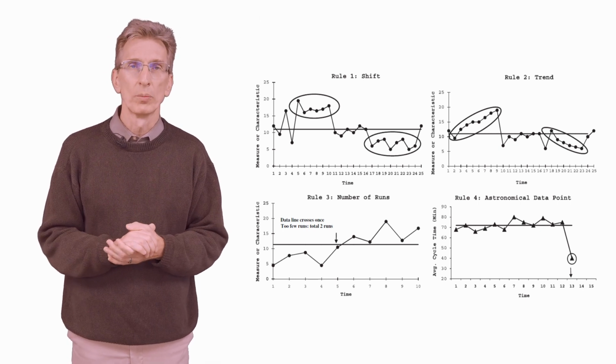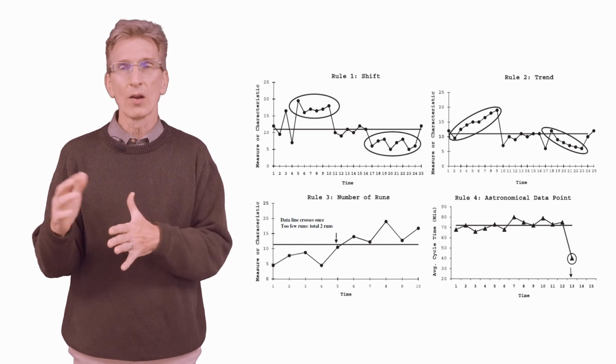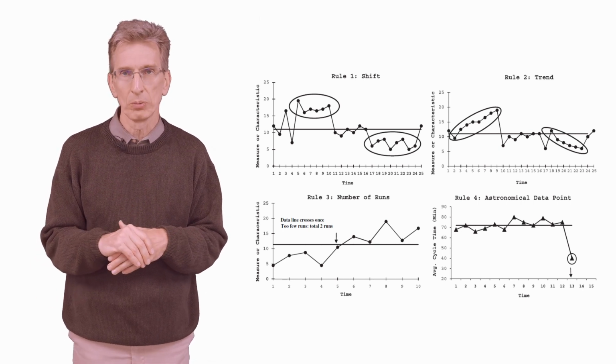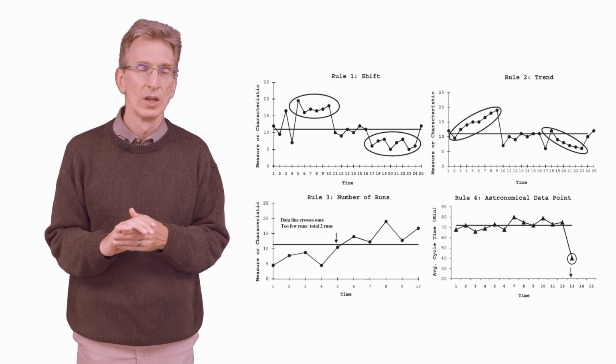Last one, rule number 4, is an astronomical point, way out of line, evidently and visually able to be seen, where there's really a big change that occurred on that particular data point. So you can see how these run chart rules can be useful for drawing conclusions on how data is changing inside the performance of your particular measures.